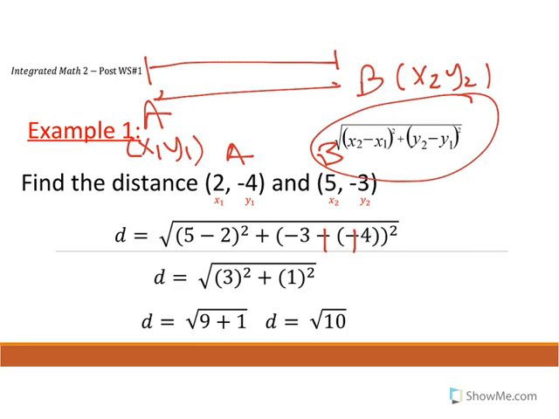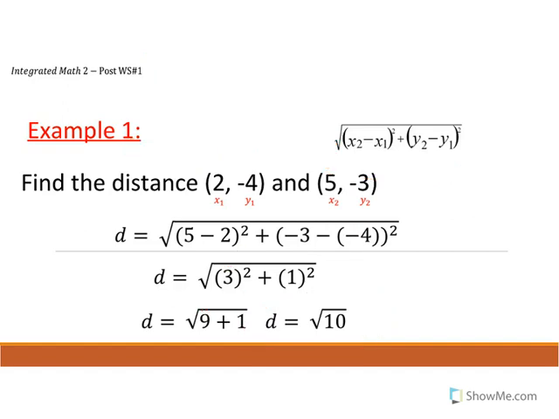Right, so 5 minus 2 gives us a 3. And negative 3 plus 4 gives us a 1, and square. So 3 squared gives us a 9. And 1 squared is 1. So then 9 plus 1 is 10. So the distance is equal to the square root of 10. Okay. Now it's okay to leave it in terms of the square root of 10, right? So we call this our exact answer.